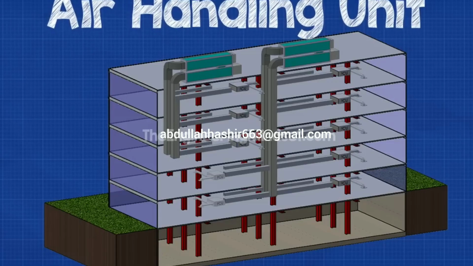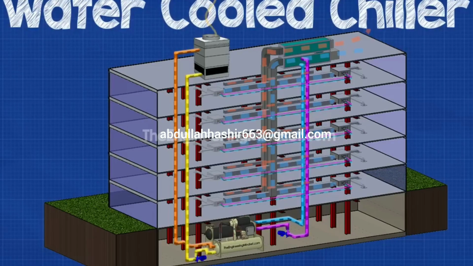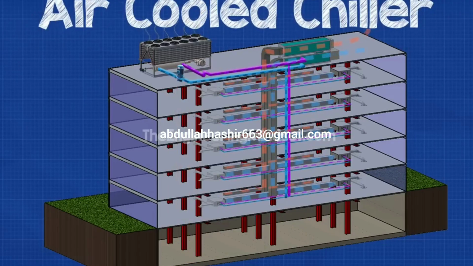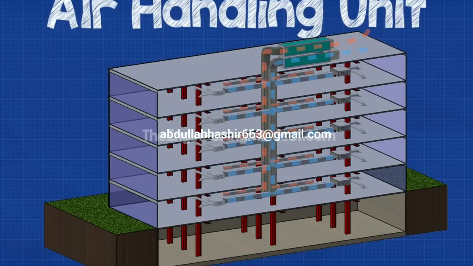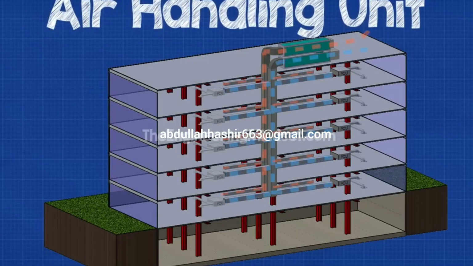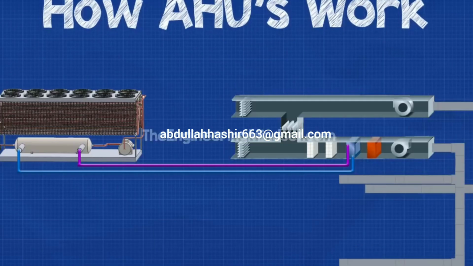AHUs typically do not have their own cooling system built in. Instead, they will be connected to a central plant, water or air-cooled chiller. Occasionally, they will use some sort of split AC unit, and you can also find these connected to district cooling networks. AHUs are connected to ductwork, which provides a defined route for the air to travel around the building.